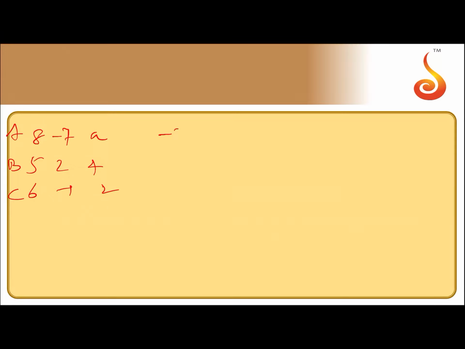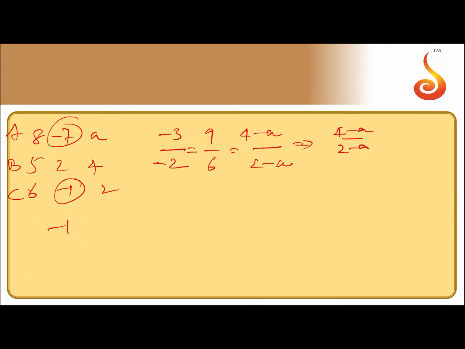The DRs of AB: x2 minus x1 is minus 3, y2 minus y1, I hope you'll be getting 9, z2 minus z1 means 4 minus A, must be proportional to AC. I mean AC DRs are 6 minus 8, minus 2. Okay, that must be equal to, I think you'll be getting minus 1 minus of minus 7 plus 6, divided by 2 minus A. And of course 4 minus A divided by 2 minus A must be equal to 3 by 2.